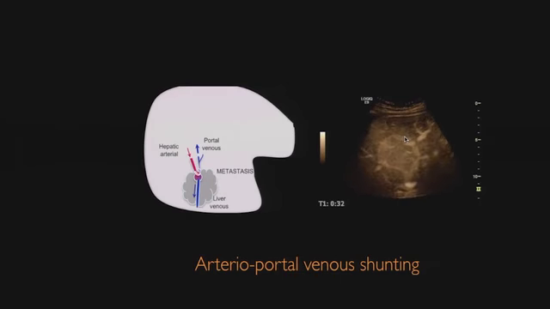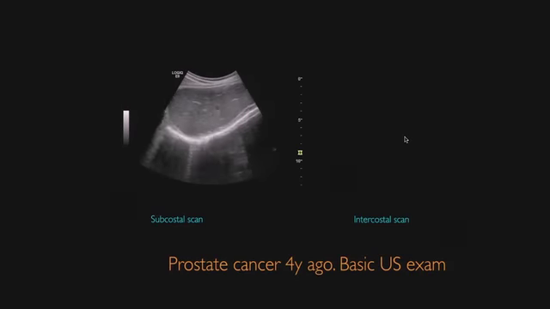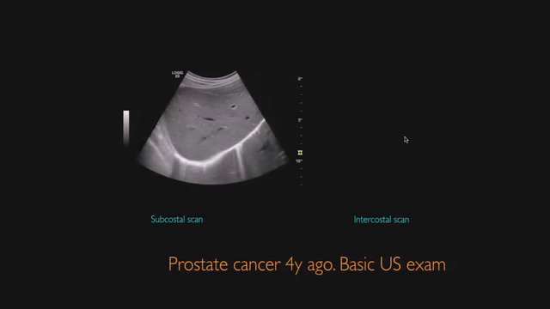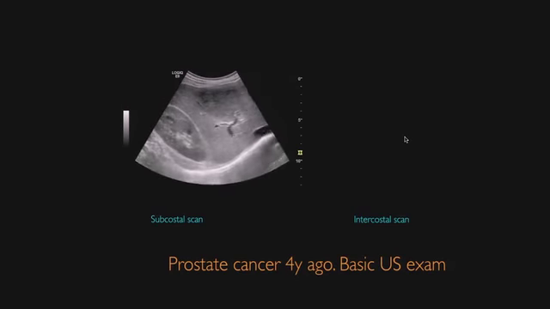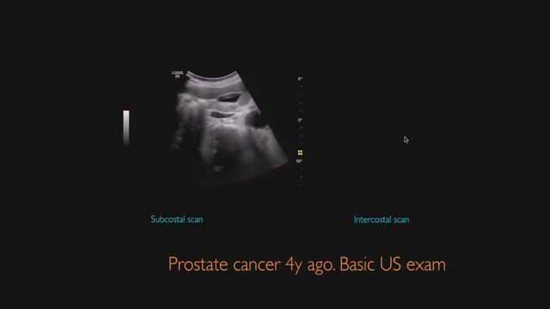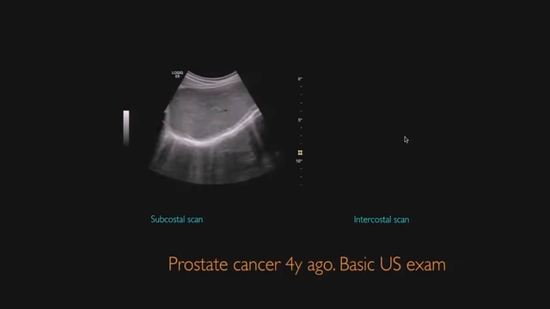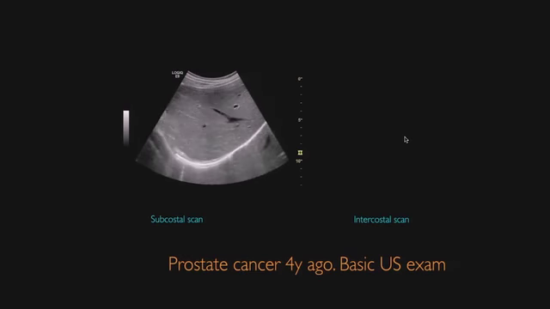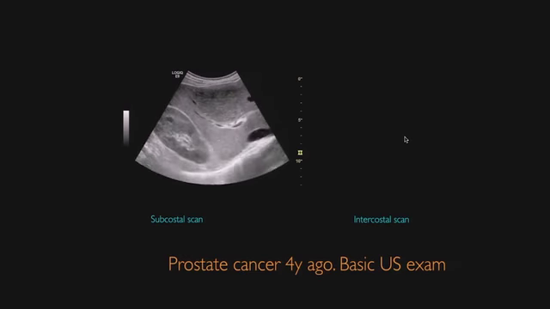Okay, so this is a patient who had a prostate cancer 4 years ago, and the urologist was looking after him, and one day he found out, oh, there is a lesion in the liver. I sent this patient to CT. CT says, yes, there is a lesion, but it's probably a benign lesion. But he recommended follow-up after half a year.